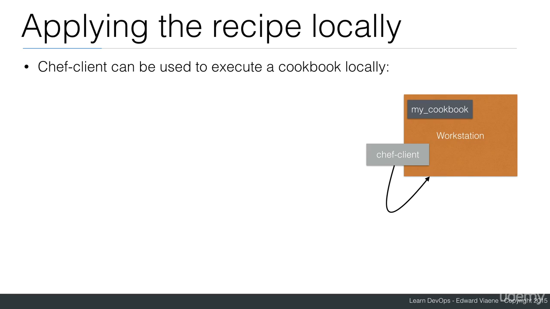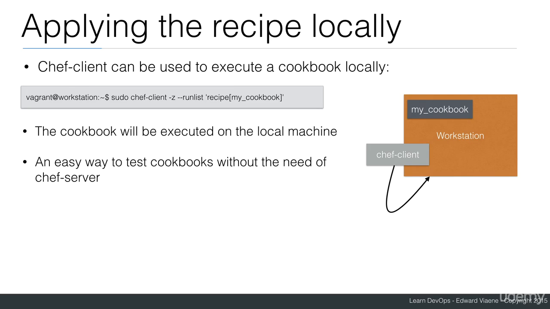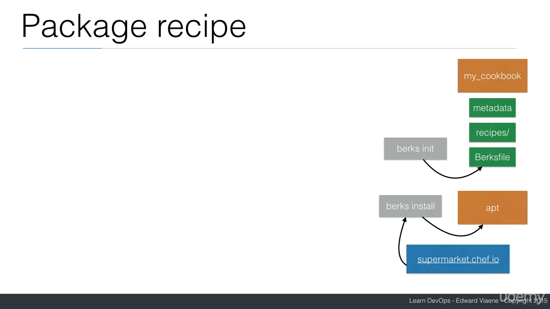We can apply this recipe locally. We're going to do that because we haven't installed the Chef server yet. We use chef-client -z and specify the run list, which is my_cookbook. -z makes sure we run it locally. This cookbook will be executed on the local machine. It's an easy way to test cookbooks without the need of a Chef server.